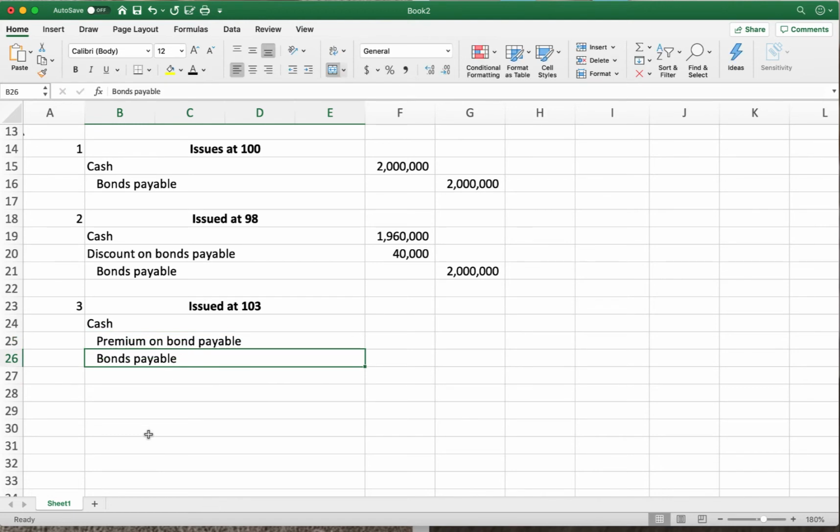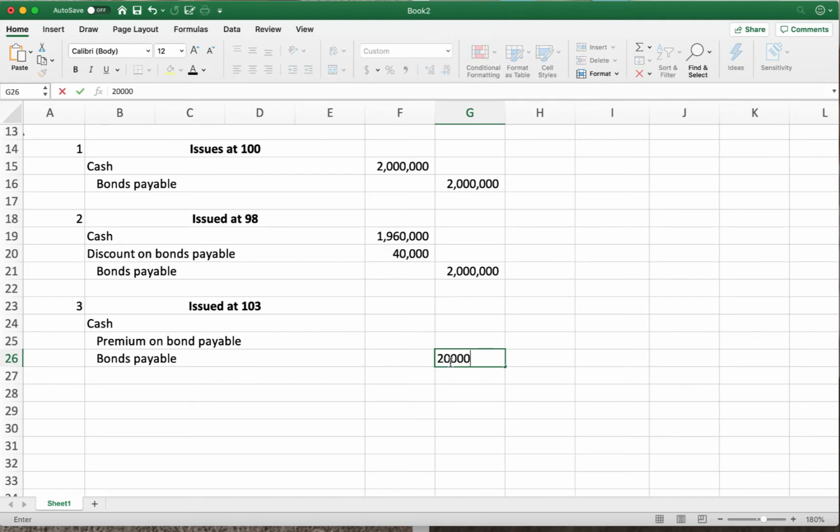Okay, so right off the bat, got to memorize this, right? You issue a bond at a premium. What's the journal entry? Debit cash, credit premium on bonds payable, credit bonds payable. Okay, again, now we need to figure out what is the dollar amount? Well, that's easy, right? Bonds payable. Well, the bonds payable is $2 million. That's the face amount of the bond, right?